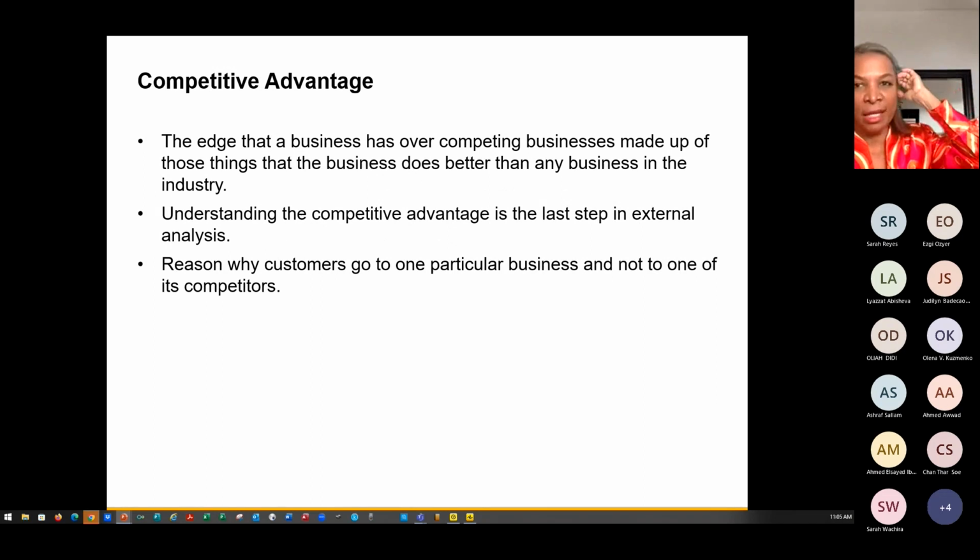So your competitive advantage, which you want to put in your business plan, is what edge do you have over your competition? What are you doing that they're not doing? What are you doing better than what they're doing. Okay, so this is the last step in the external analysis, understanding your competitive advantage. Why would they come to you and not to their competition? This is the question that's asked on the Shark Tank all the time. Why would I buy your product or service? I can buy it from XYZ competition, and then you have to have an argument as to why.